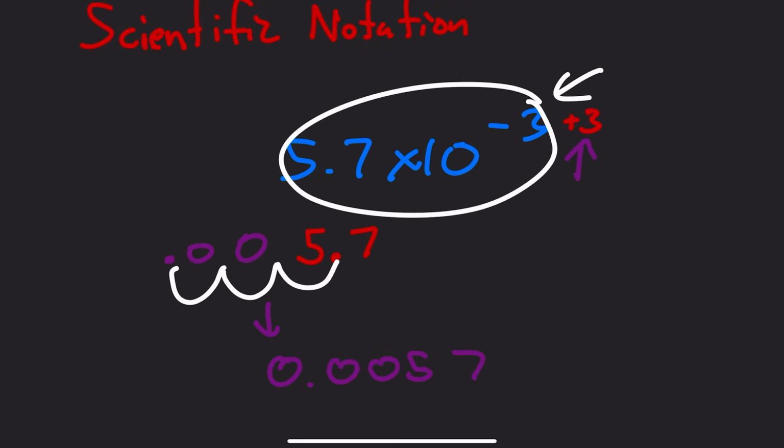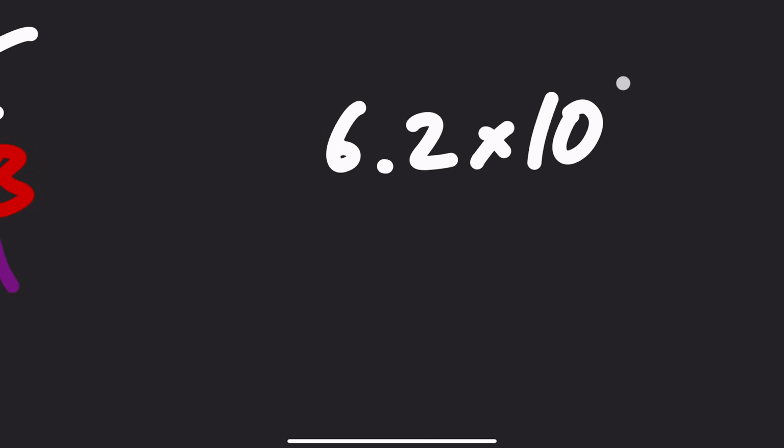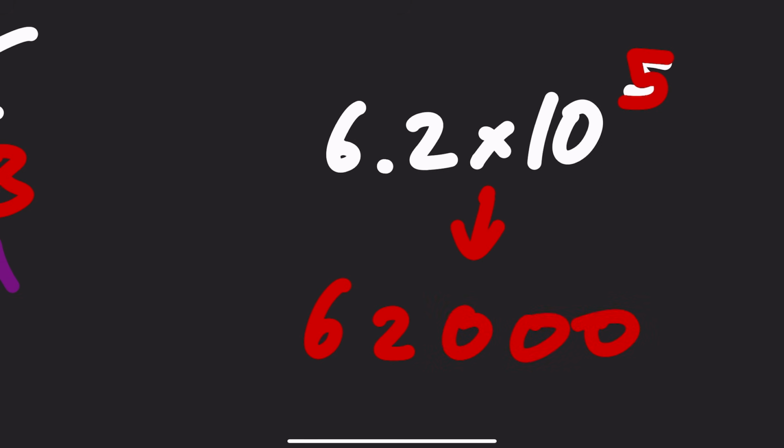And as we remember, the exponent is negative 3. If the exponent is negative, that means my number is going to be less than 1. If our exponent, let's say 6.2 times 10 to the 5th power, because the exponent is a 5, our number is going to be bigger than 1. 1, 2, 3, 4, 5. Okay, so this would be the number.